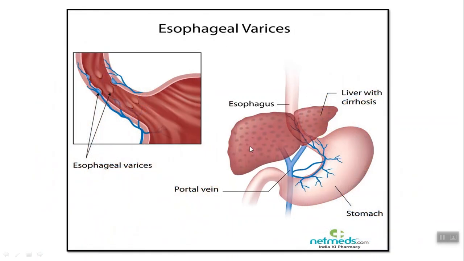If we have a problem in the liver and there is an abnormal increase in the portal blood pressure, that is called portal hypertension, the blood will pass back through these lower esophageal veins to the systemic veins. It will cause what we call esophageal varices.